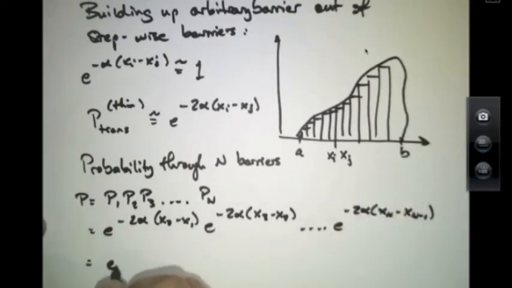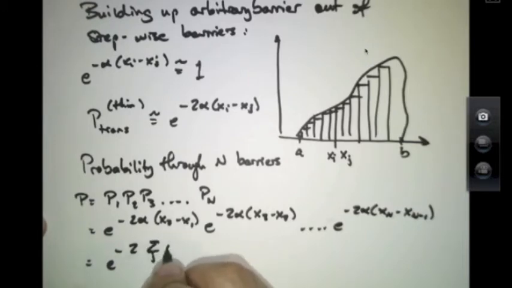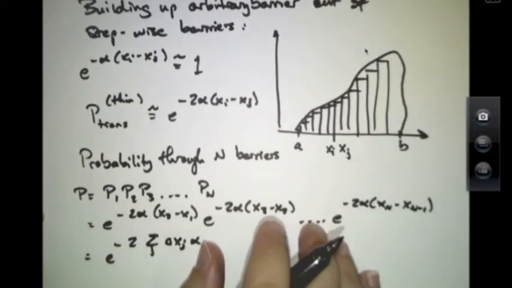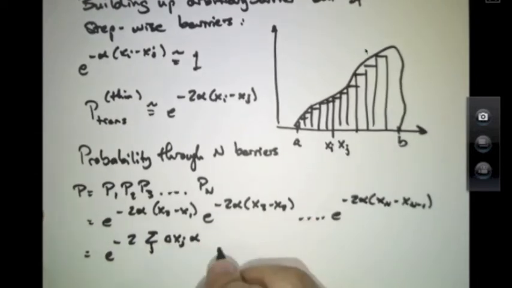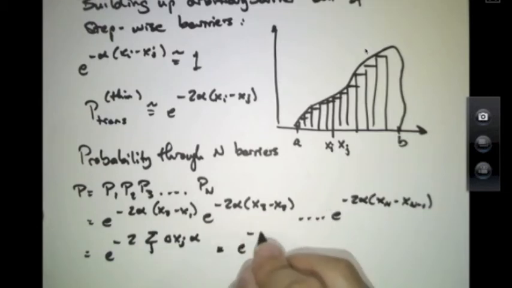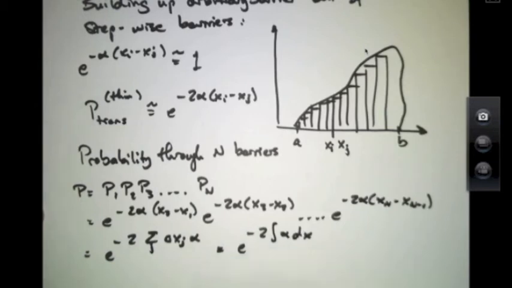And this will equal e to the minus 2 sum over j delta xj alpha. Which, as this sum goes to an integral, becomes e to the minus 2 integral alpha dx, going from A to B.